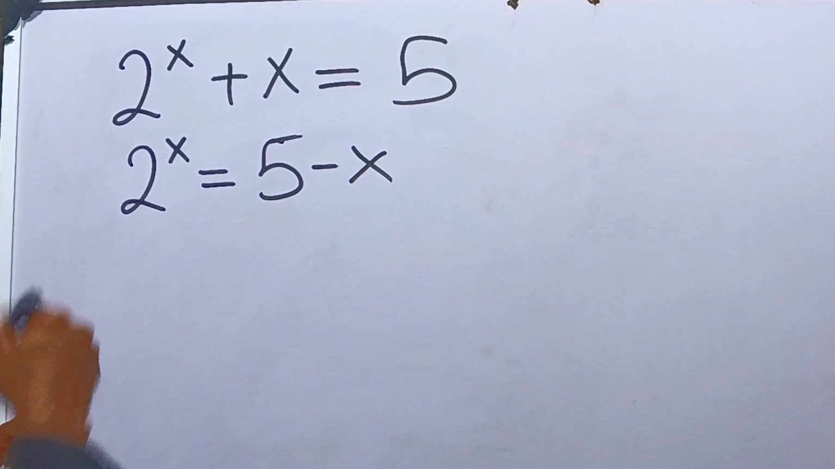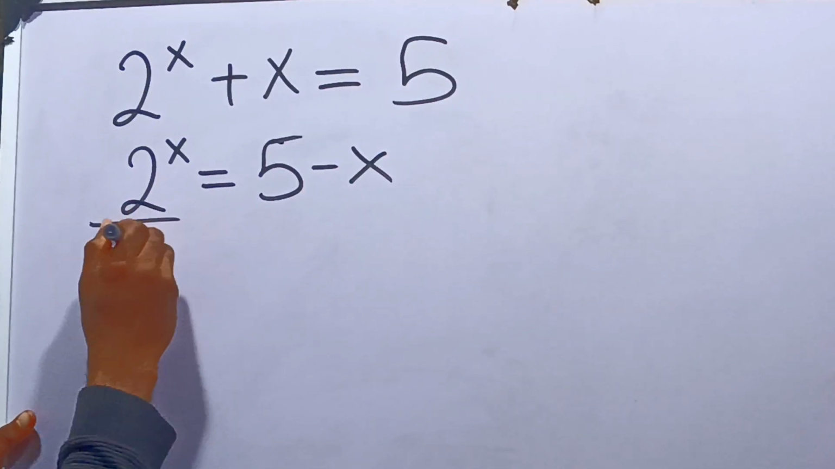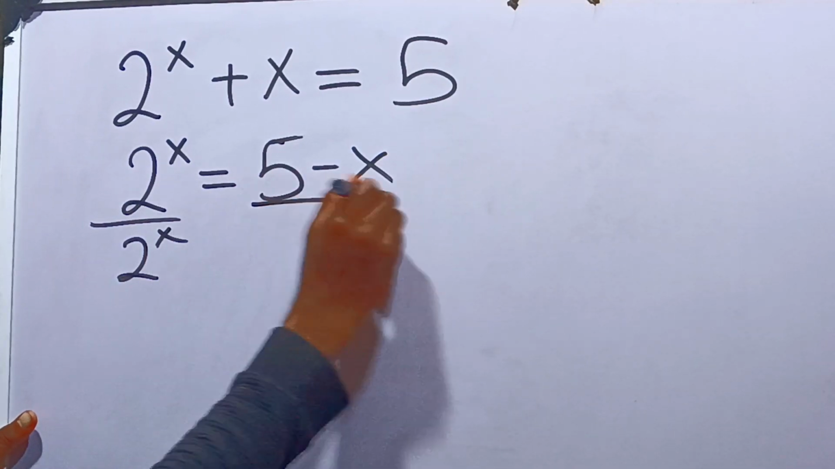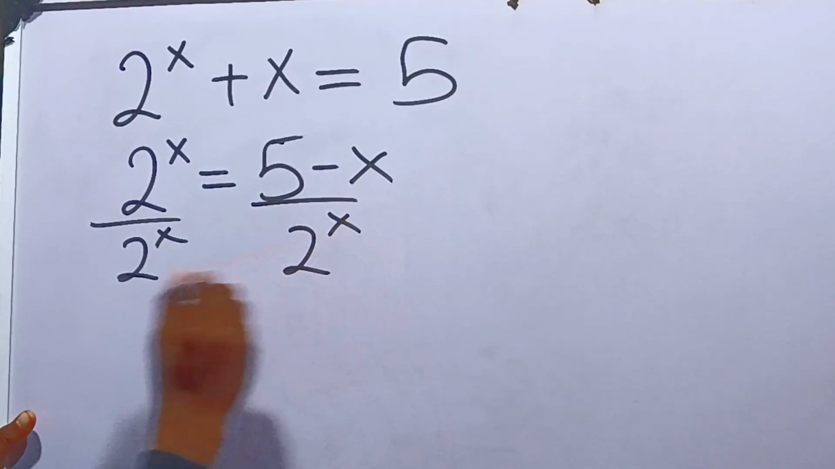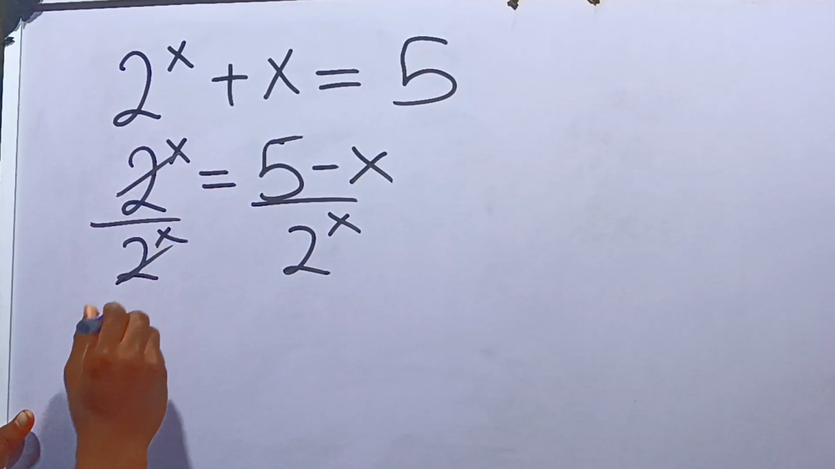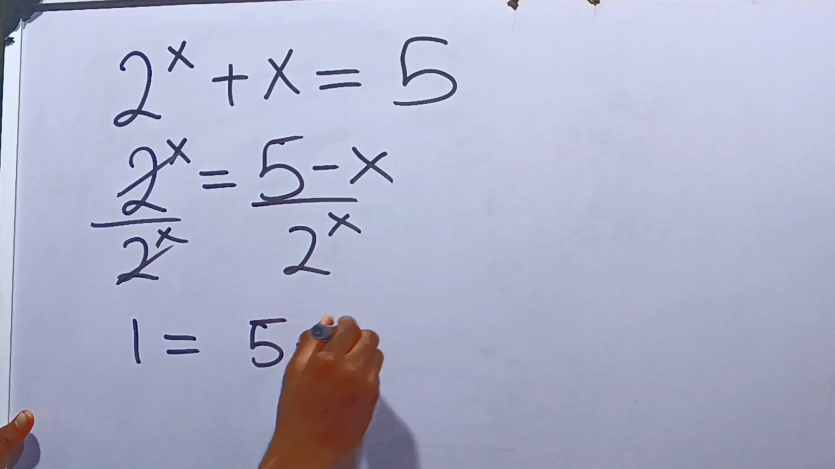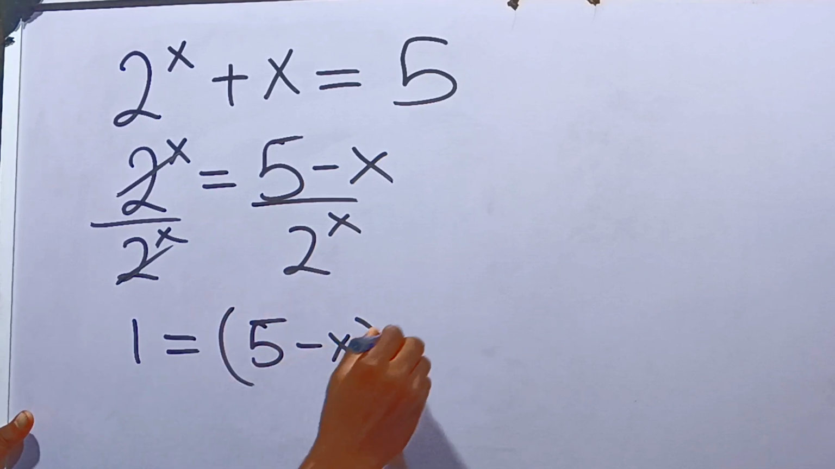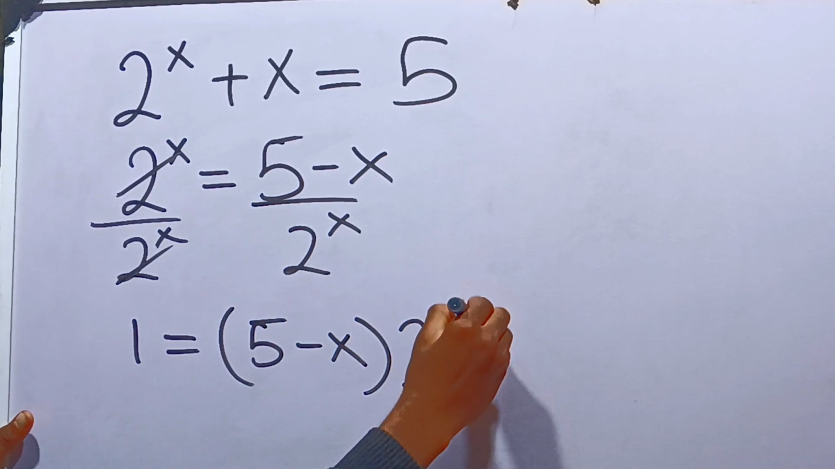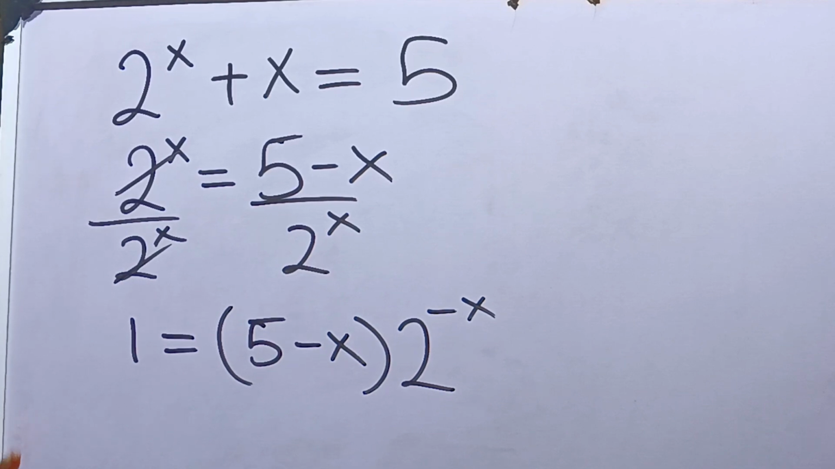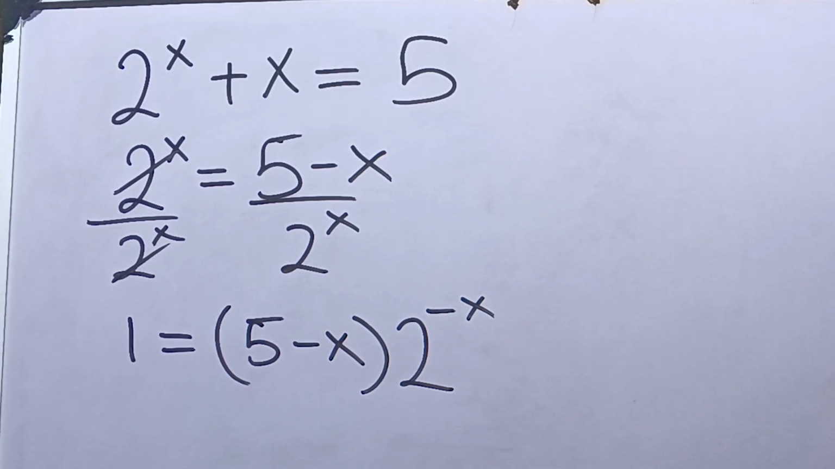Now, moving on from here, let's divide both sides by 2 raised to the power x. 2 raised to the power x divided by 2 raised to the power x gives us 1. And this is equal to 5 minus x multiplied by 2 raised to the power negative x. Okay. So at this point, observing this equation, you can see that we have x both as a power and as a base.